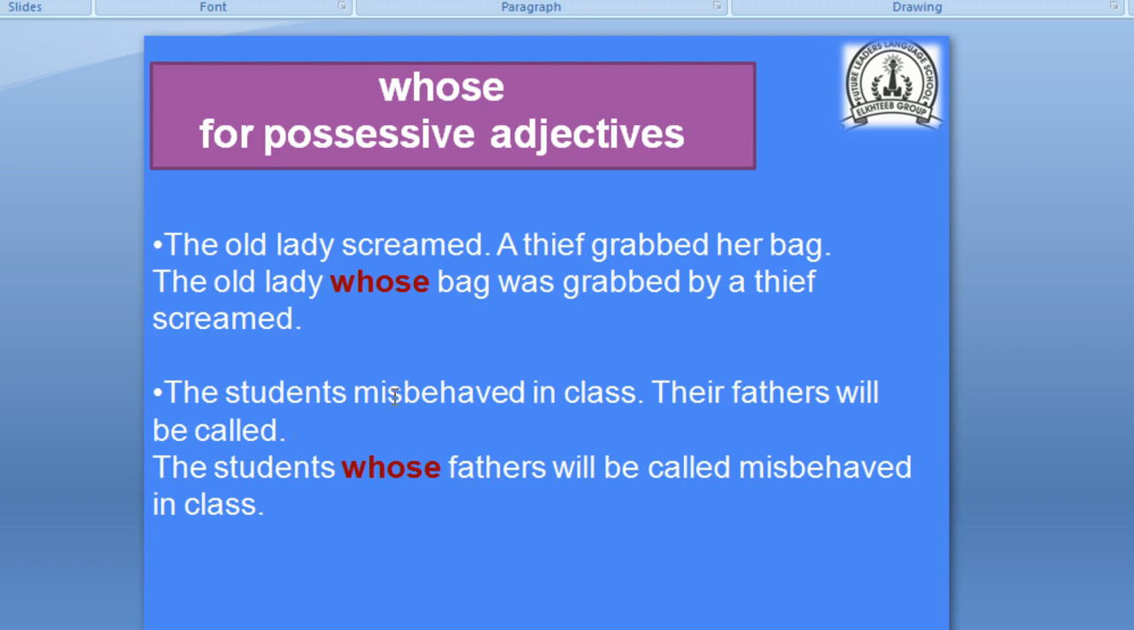The students misbehaved in class. Their fathers will be called. The students whose fathers will be called misbehaved in class.